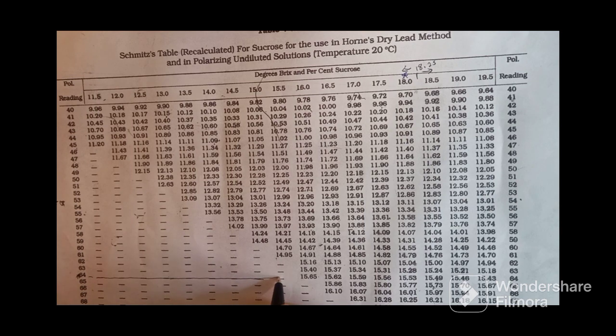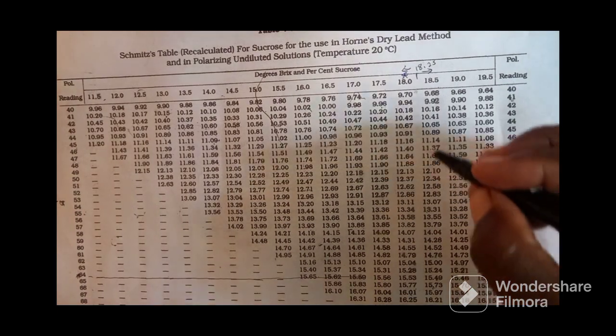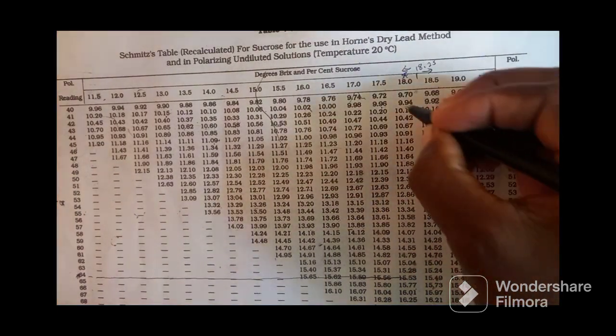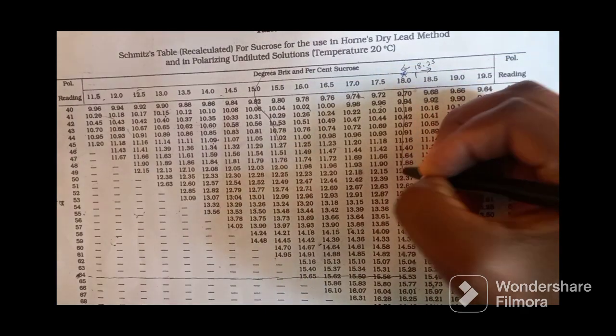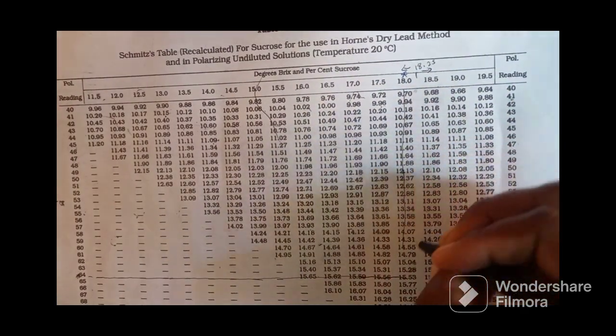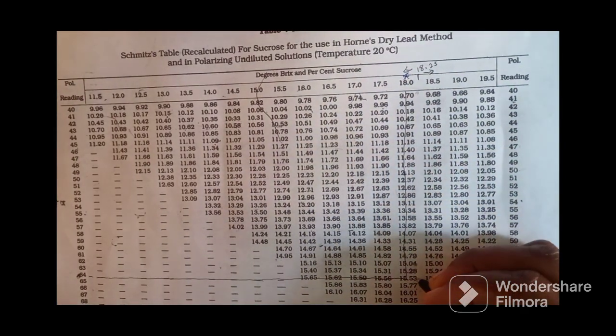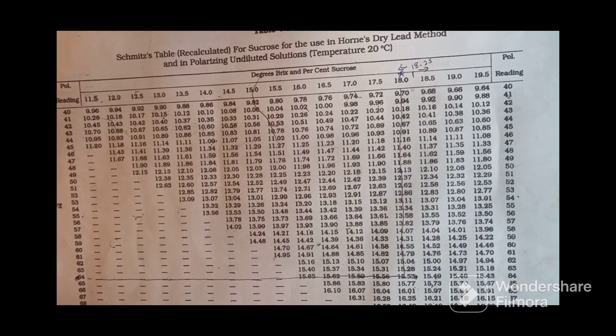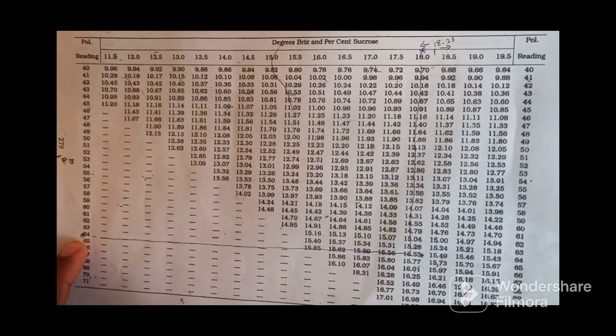So we'll draw this 64, and this is 18. So the value that meets 18 and 64 is 15.53. So we will record 15.53. And our pol reading is 64.3. So we will read the actual pol of 0.3. Let me show the table that will give us the value.